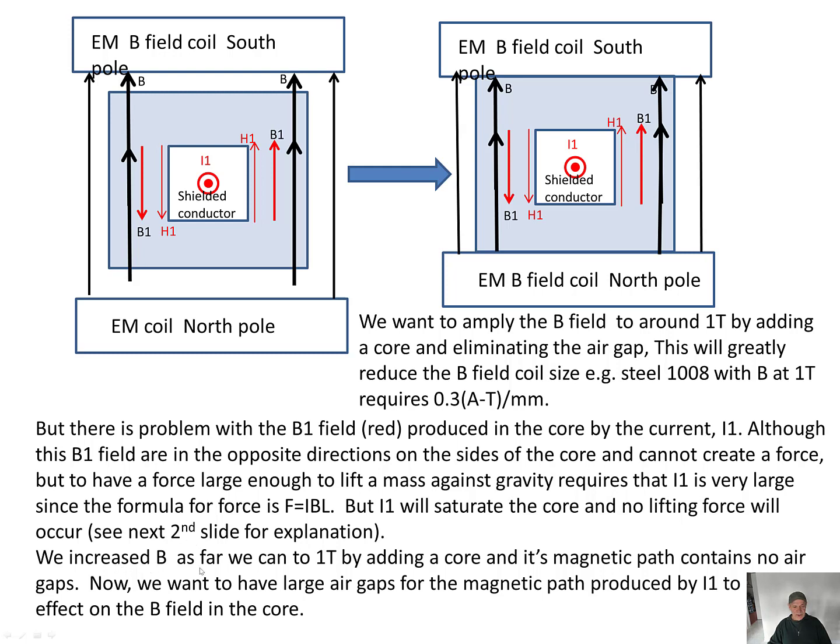If we increase B as far as we can to 1 Tesla by adding a core, and this magnetic path contains no air gaps, now we want to have a large air gaps for the magnetic path produced by the current I1 to have little effect on the B field in the core.